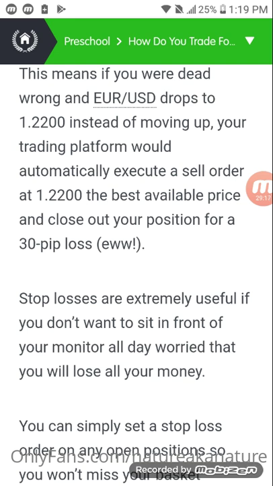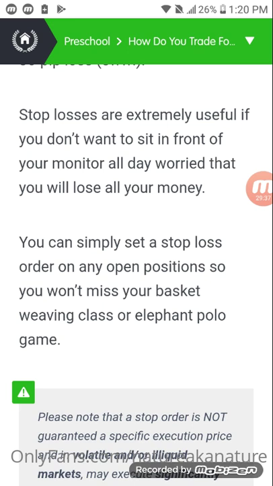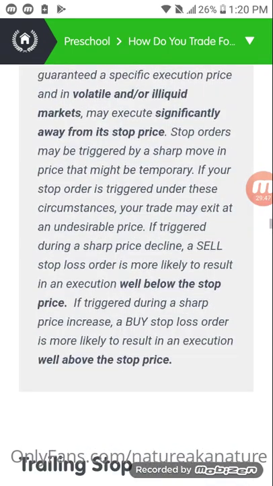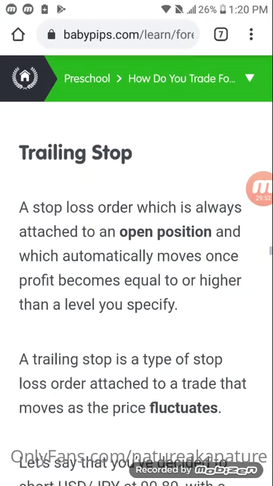Okay, and then you wind up blowing your whole account because you thought price was going to rise back up and price was heading back down for the whole day. Okay, so stop losses are extremely useful if you don't want to sit in front of your computer and you don't want to worry about losing all your money. Okay, put a stop loss in. So these are the different types of orders that you can use. You can simply set a stop loss order on any open position so you won't lose as much money in the market. Okay, so this is basically what it is. We have the trailing stop loss.